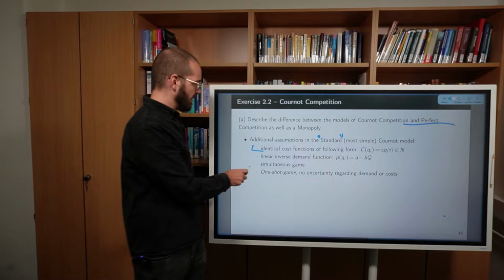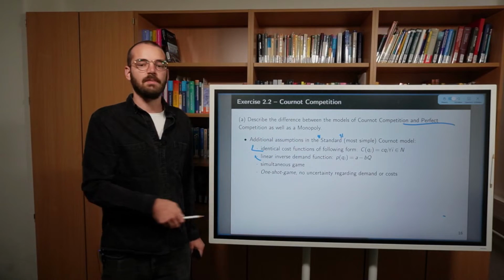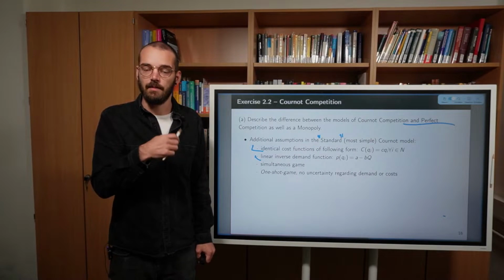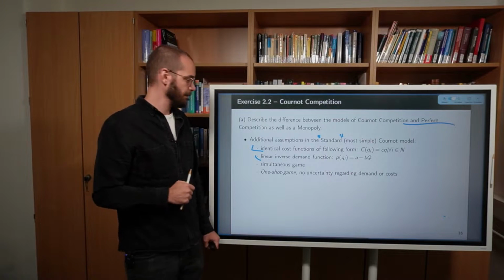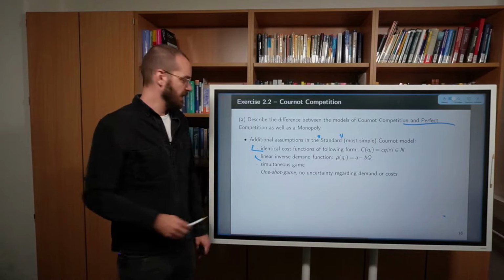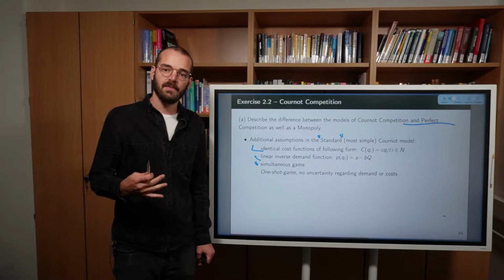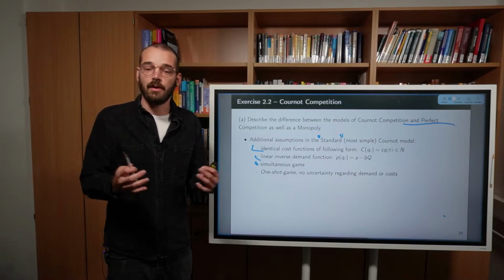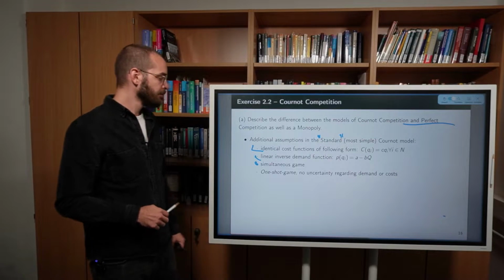Furthermore, in this most simple Cournot model, we consider a linear inverse demand function, similar to what we already did when we were analyzing the monopoly and perfect competition in the previous week's exercises. We also usually assume a simultaneous game, meaning all firms make their strategic decision at the same time, without knowing what the other firms will choose as their strategic variable.